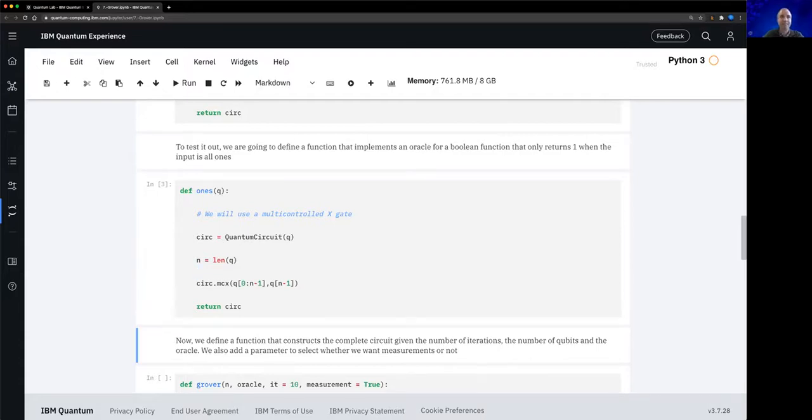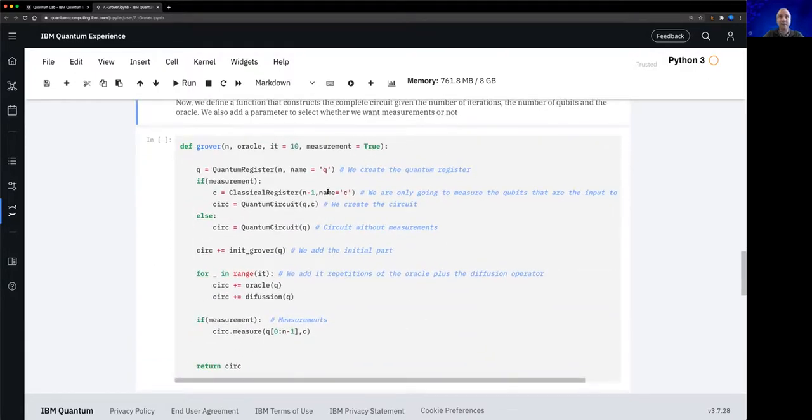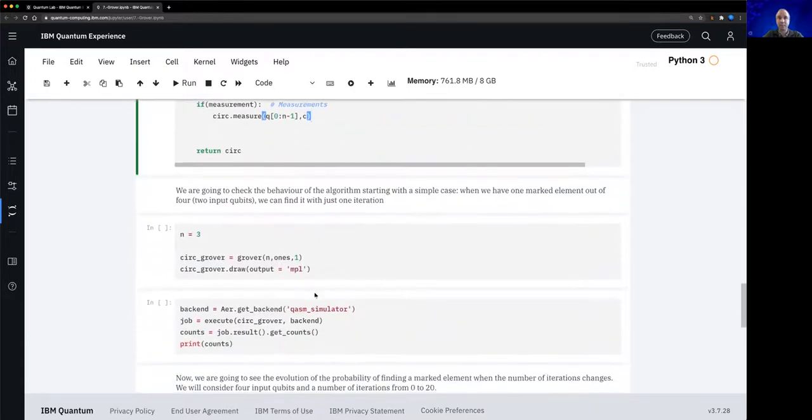And then I define this Grover circuit, in which I first use the initial part, just the preparation of the initial state. And then for a number of iterations, I use the oracle and the diffusion operator, the oracle and the diffusion operator. And at the end, I perform this measurement.